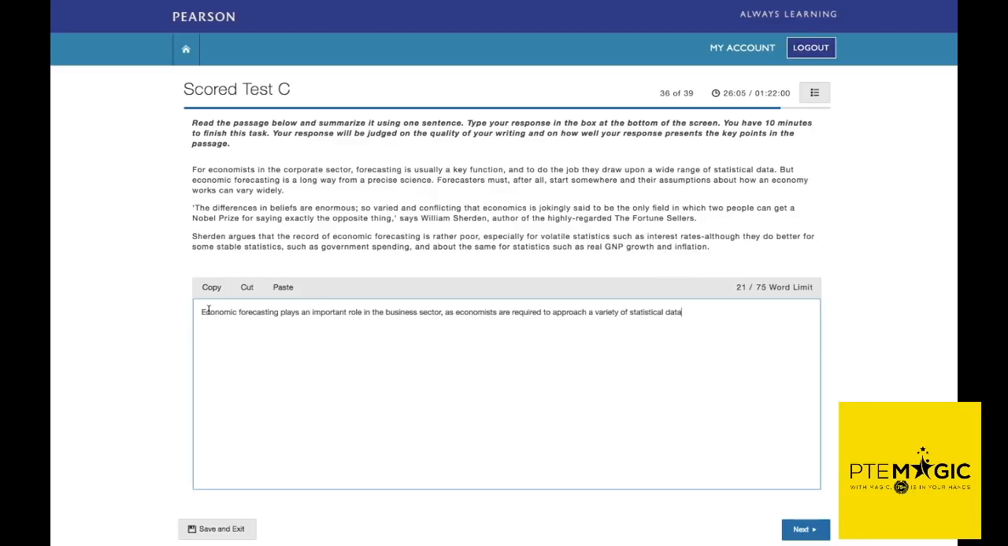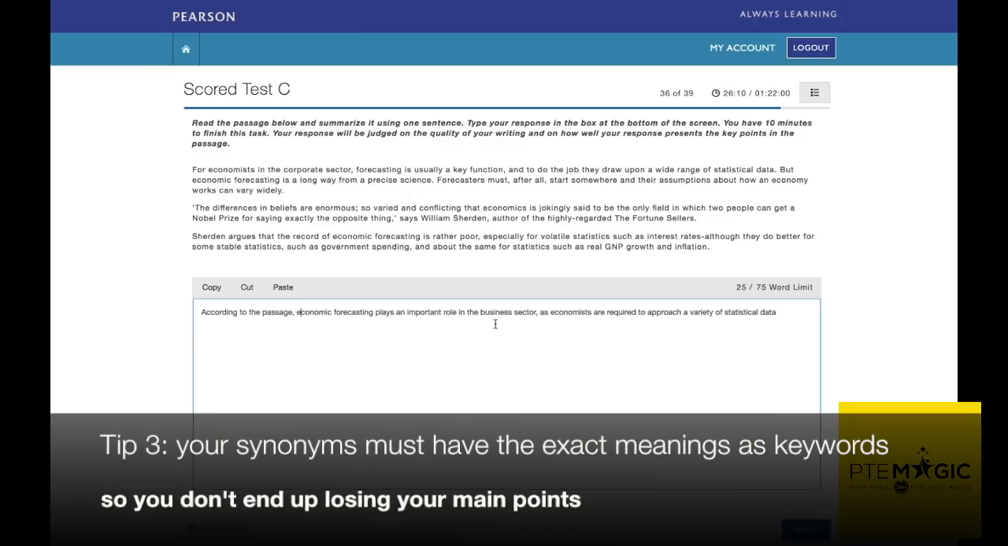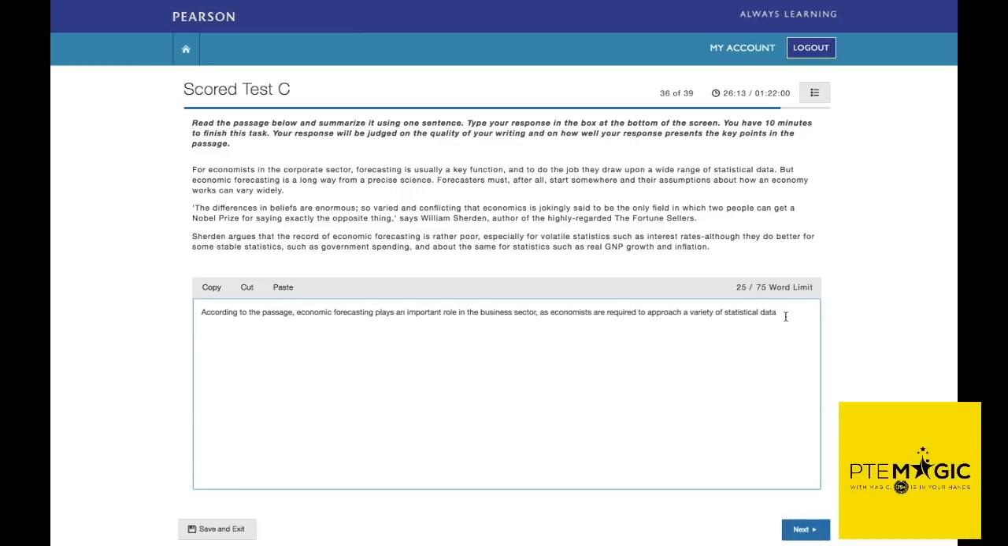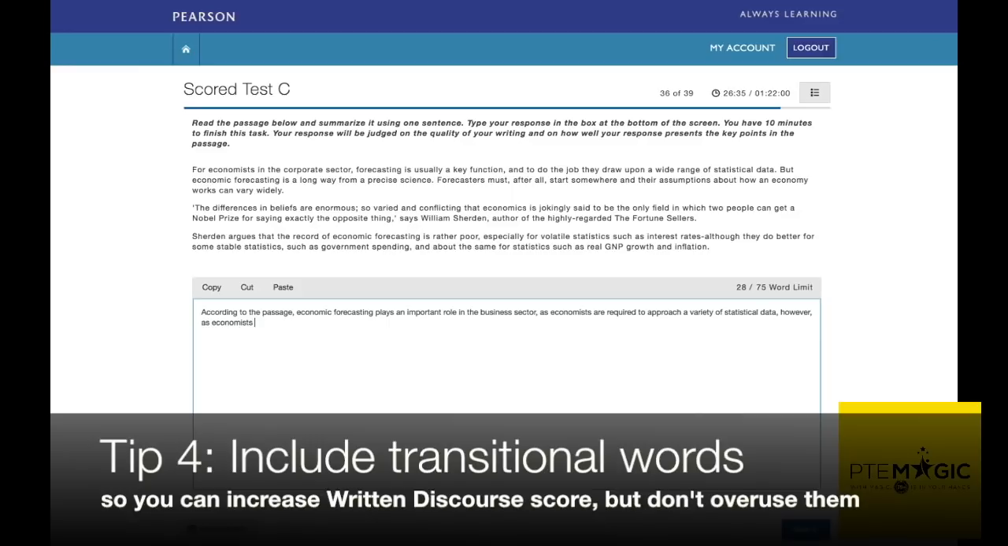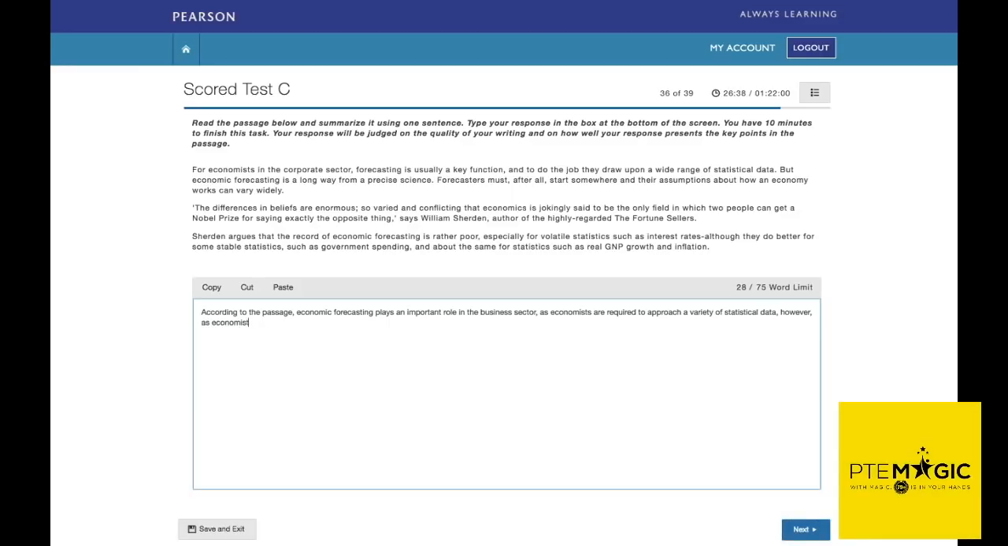You can see that I'm paraphrasing the first sentence. However, make sure that all the words that you find as alternative to the words in the text must be exact synonym. Okay? The reason being is that if you pick a different word, you might end up with losing your keyword. You can see that I also included a transitional word, however, because I mentioned before you should maintain your written discourse, just don't overuse them.